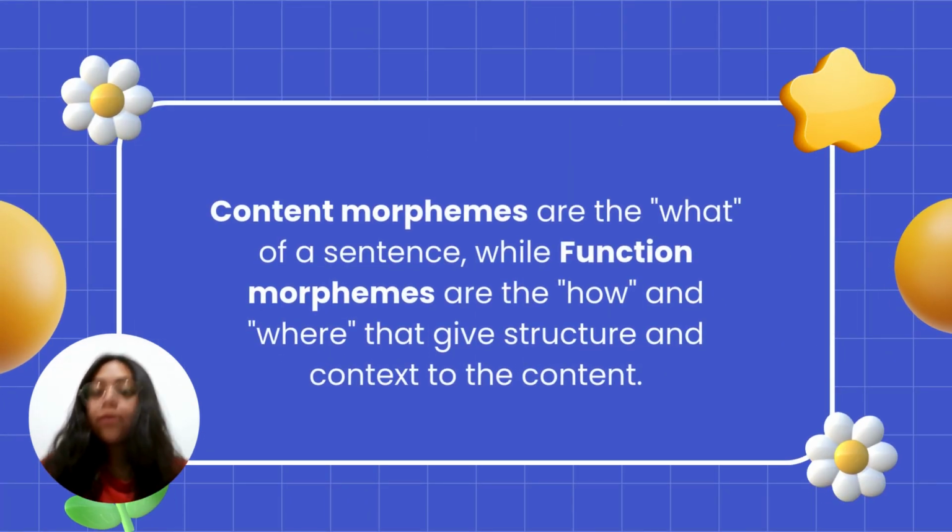Also, we have content morphemes. These are the nouns, verbs, and adjectives that have a full meaning in themselves. For example, book, read, and clean. Also, we have function morphemes. These are the words that add more sense to sentences. For example, the, on, but, and so on.